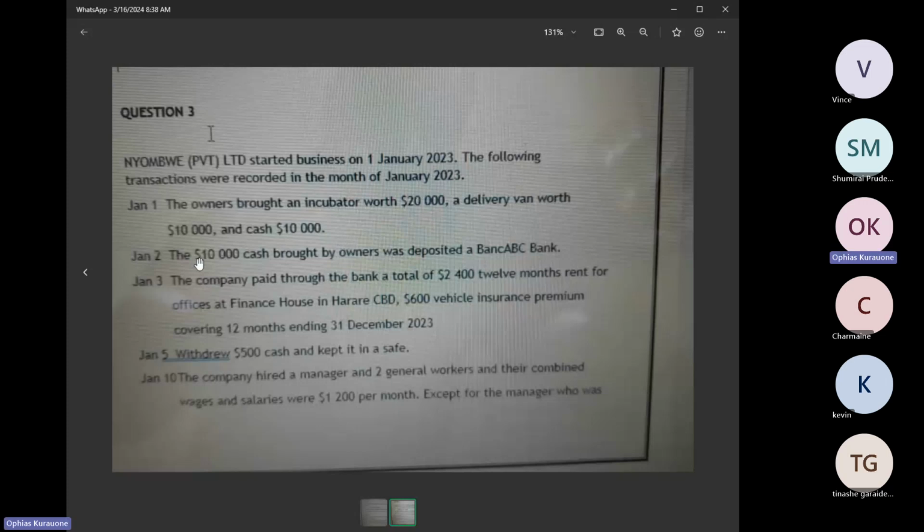Then on January 2, the 10,000 cash brought by the owner was deposited at ABC Bank, which means that 2 accounts were affected: the cash account and the bank account. So our bank account will be debited 10,000. Then the cash account will be credited.